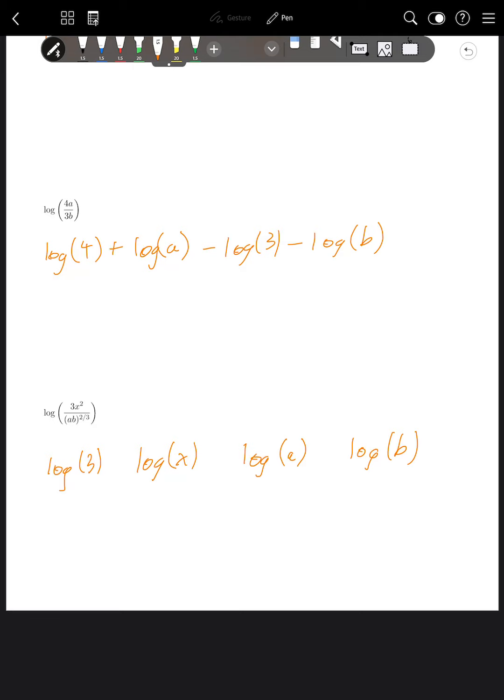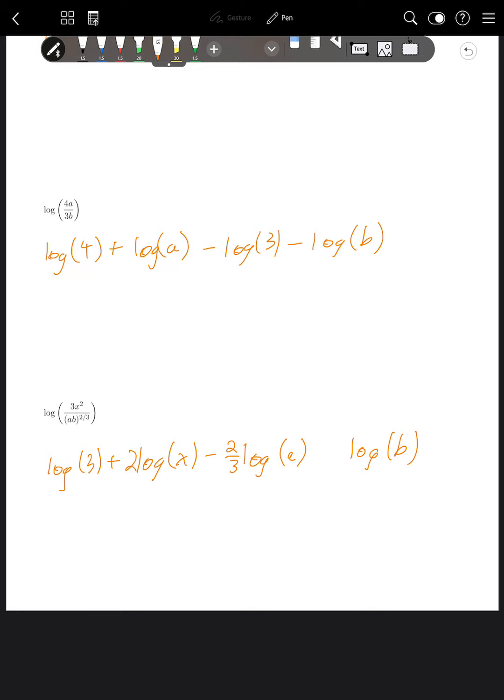So 3 is in the numerator and it doesn't have an exponent, so it's just going to be positive log of 3. x is in the numerator and it's squared, so that's going to be plus 2 log of x. a is in the denominator, so that's going to make it negative, and it's raised to the 2/3 power, so that's going to be minus 2/3 log of a.